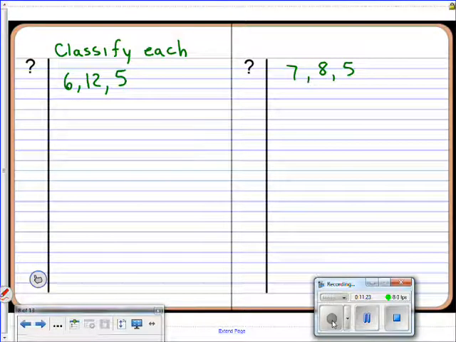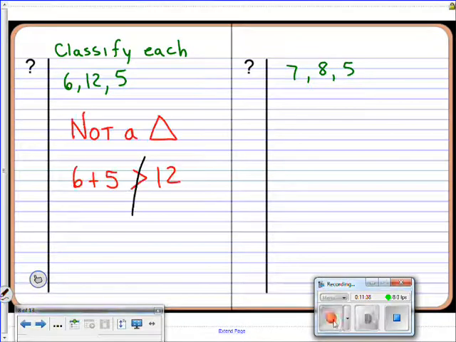Okay, so start with the first one here to the left and see if you can classify it from the side category and the angle category, and then we'll do the one to the right in just a minute. Put me on pause and come back and check your work. I hope you came back very quickly because you checked to see if it's a triangle first. 6 plus 5 is not greater than 12. Let's do the next one. So go ahead and put me on pause and let's see how you do on this one.